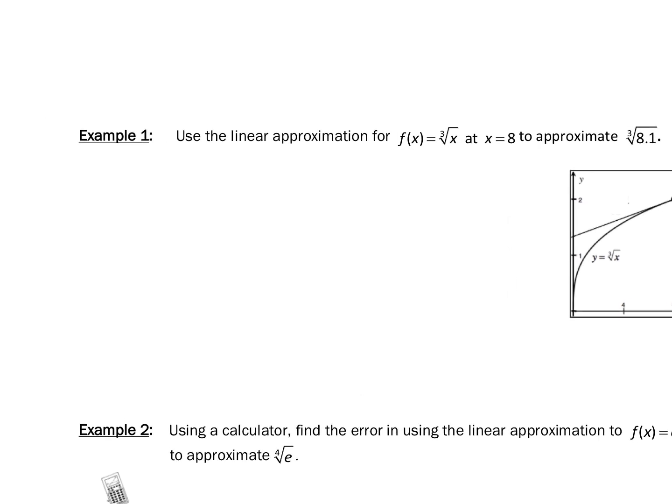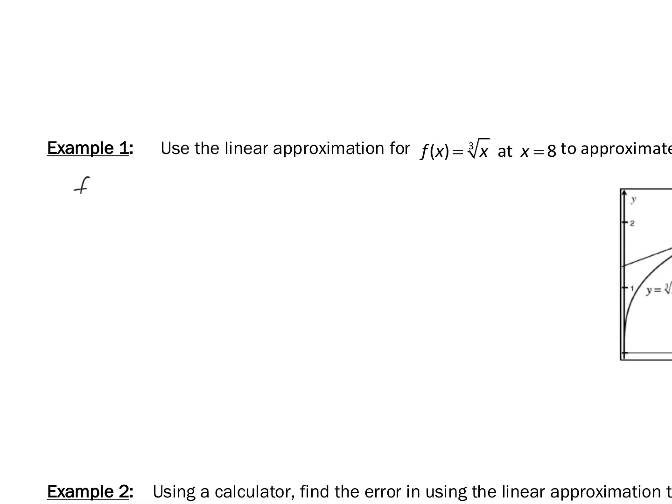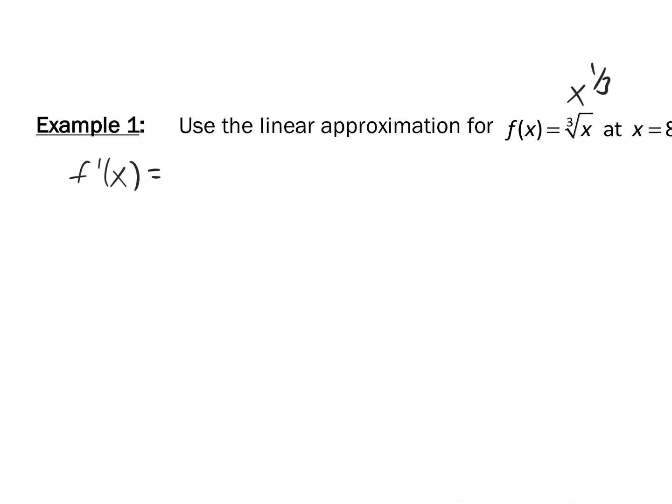So I'm going to first take the derivative of f of x. So f prime of x is equal to, we can rewrite this as x to the 1/3 power, right? Take the derivative of that using my power rule. I would have 1/3 x to the negative 2/3 power, right? Which could I rewrite as 1/3 times the cube root of x squared? Is that the same thing?